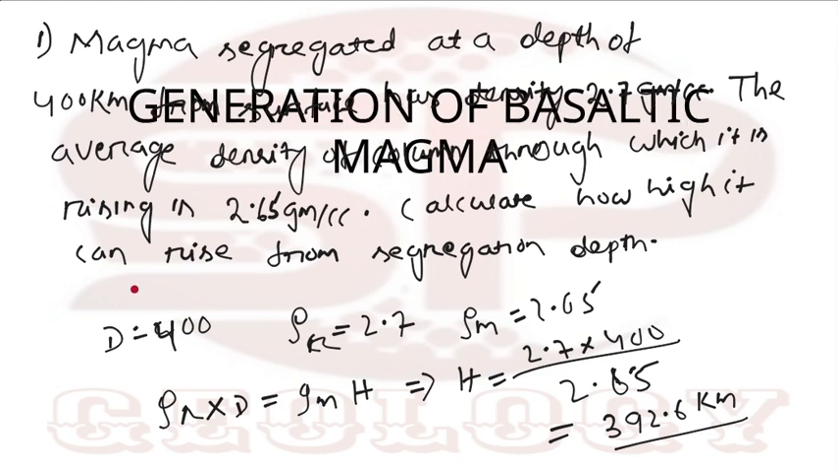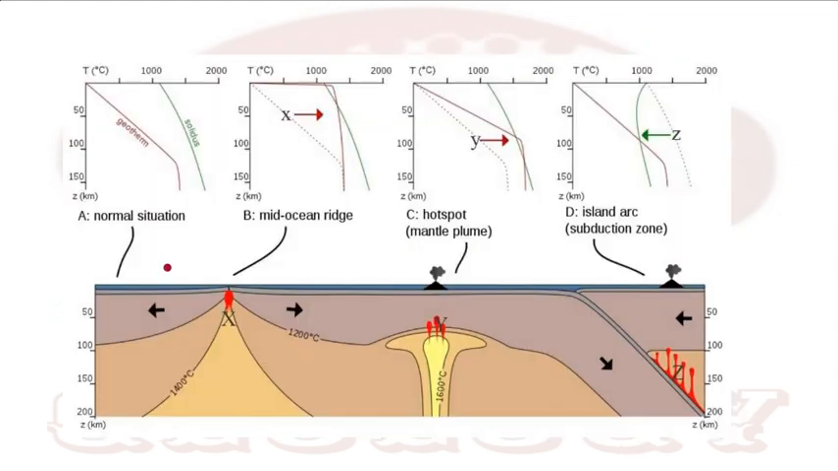Generation of basaltic magma. How are magmas formed? Because magmas are not found everywhere on the earth. Only in a particular region will magma generate and form a volcano. So what are the different conditions under which magma will form only in that region? That we will study here. How the magmas are generated. So these are the different settings.